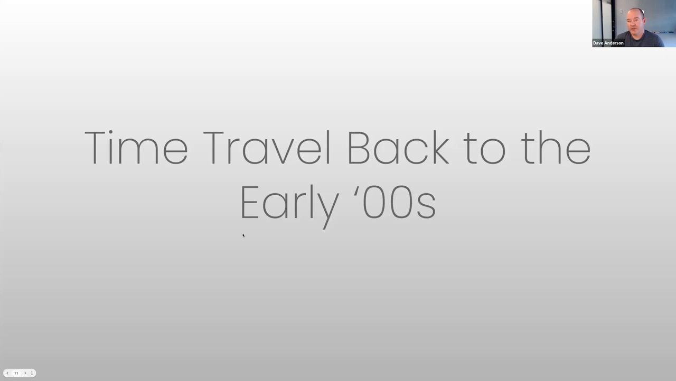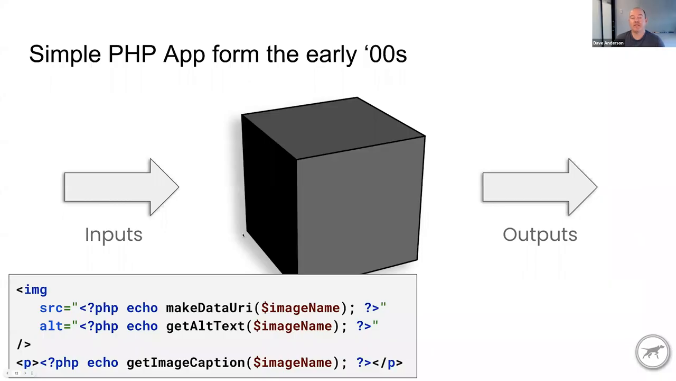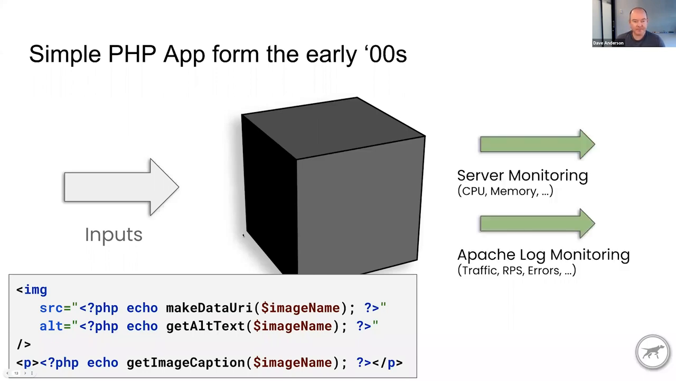To illustrate this, we're going to time travel back to the early 2000s with a very, very simple PHP app. Maybe this PHP app just took an image, extracted URLs or metadata from the image, and outputted a simple page that allowed you to see the metadata and attributes of that image.